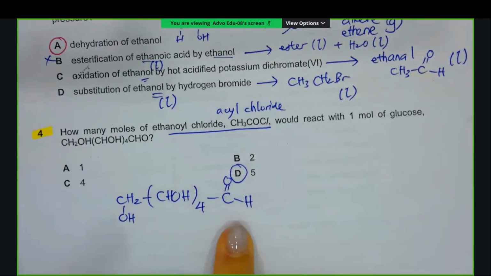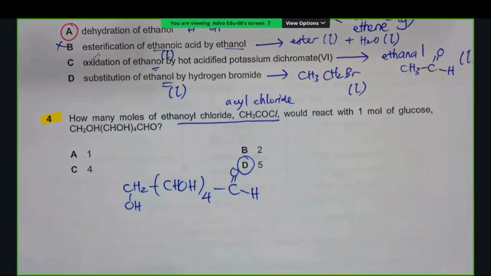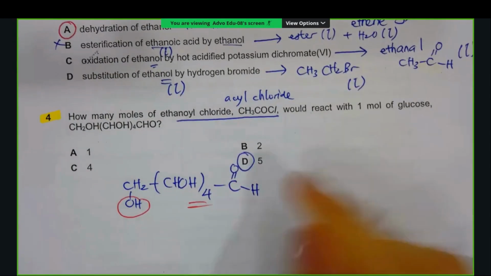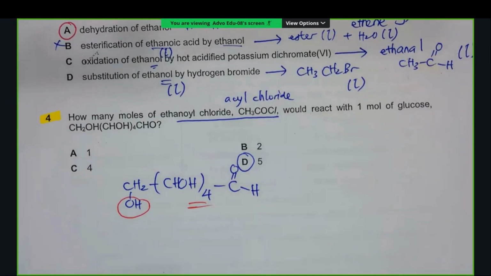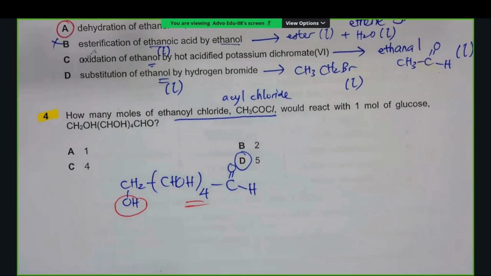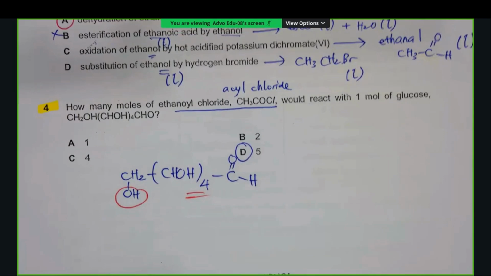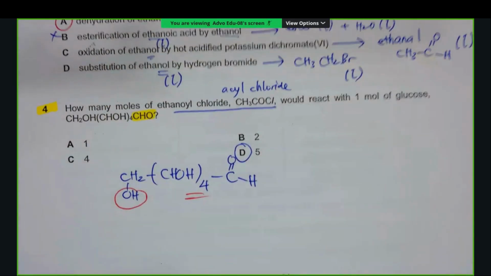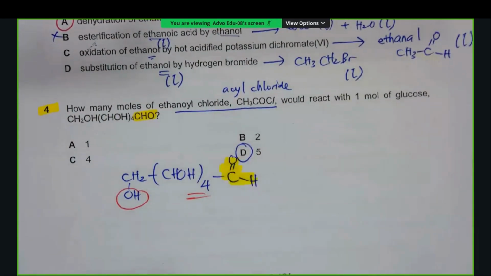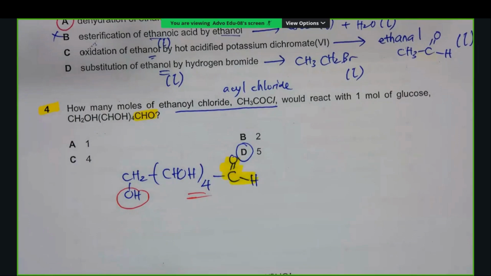This is an aldehyde. This is not alcohol. So the total number of alcohol we have is 1 plus 4, total 5. So I have 5 OH groups that are possible to react with this acyl chloride to give you an ester. Whenever you see the condensed formula CHO, it represents aldehyde. CHO means aldehyde. I'll bring this in again when I go to carbonyl compounds, which is the next chapter after alcohol. Okay, can we move on?